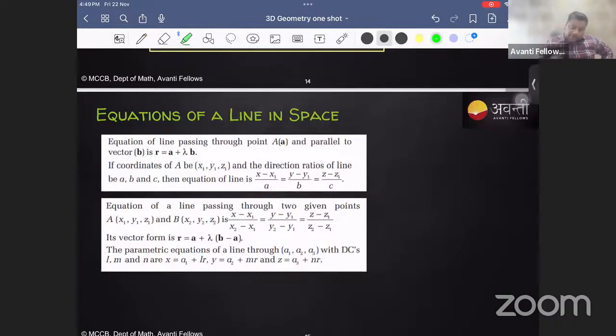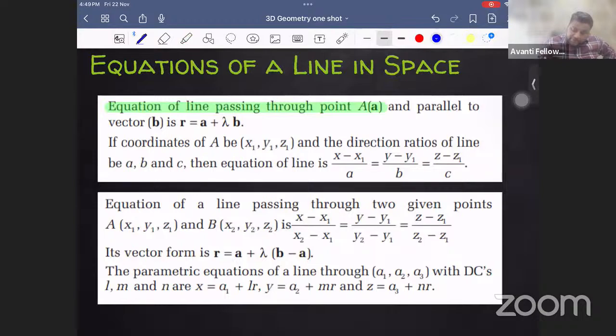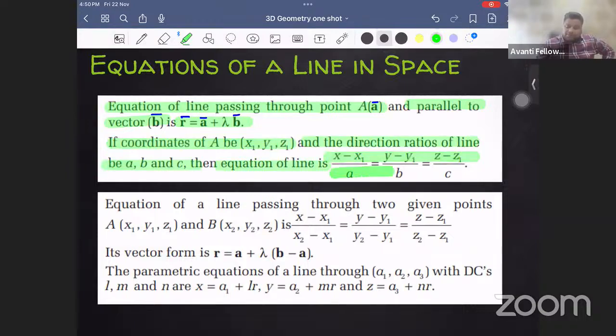Now, this is the written note for it. The equation of a line passing through a point with position vector A and parallel to vector B is R is A plus lambda vector B. If the coordinates of the point are x1, y1, z1 and the direction ratios are A, B, C, then the equation of the line is (x minus x1) upon A is (y minus y1) upon B is (z minus z1) upon C.